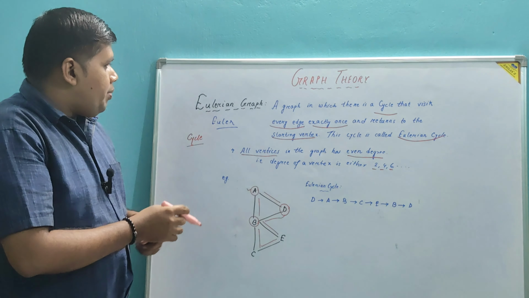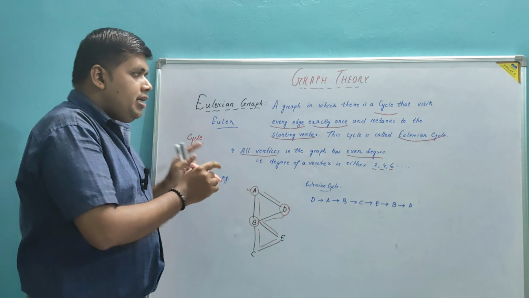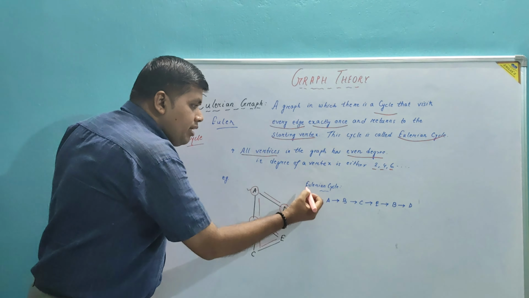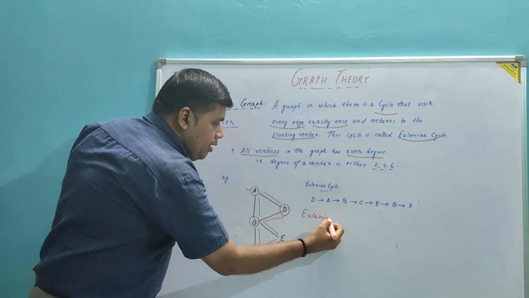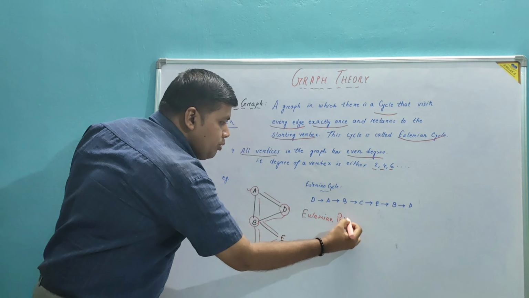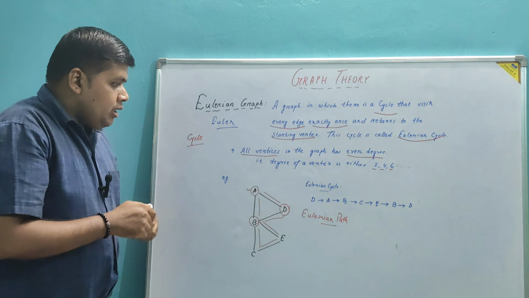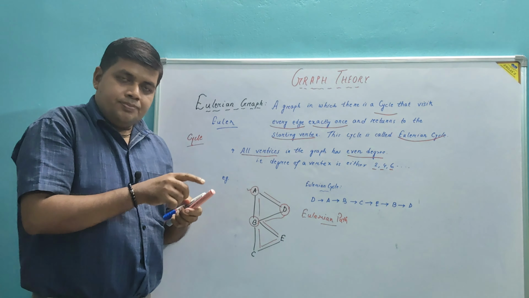So that is all about Eulerian graph. And since it is a Eulerian graph, we may encounter another term, Eulerian path. So what is the difference between Eulerian cycle and Eulerian path? Eulerian path means there doesn't exist a cycle.